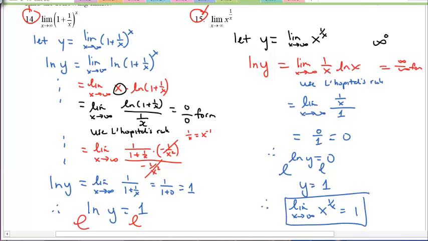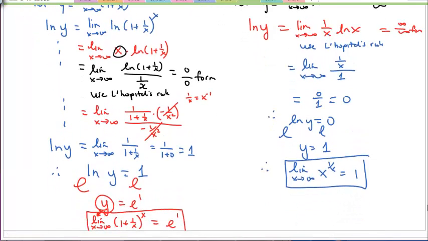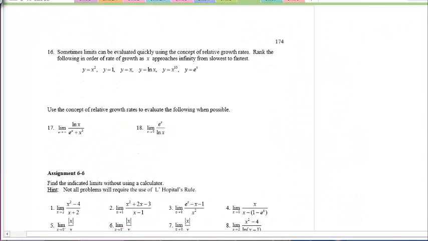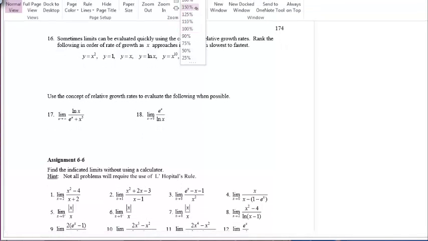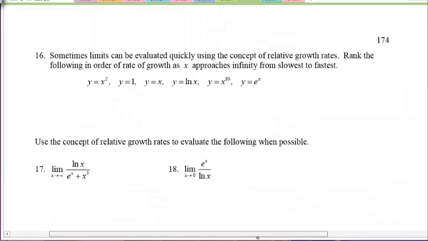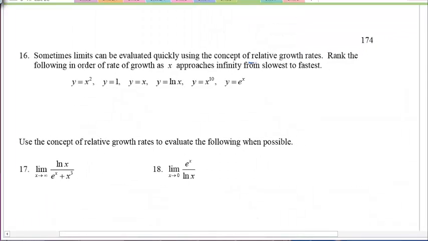Alright. Whew! Still with me so far? Alright, 2 more questions to go, and then we're done. Sometimes limits can be evaluated quickly using the concept of relative growth rates, because remember, you're just comparing which one grows, which one gets bigger faster. So before we do number 17, I'd like you to rank the following in order of rate of growth as x approaches infinity. Okay, so when x is really big, how do things grow from slowest to fastest?